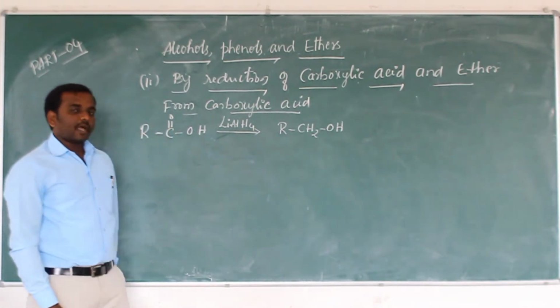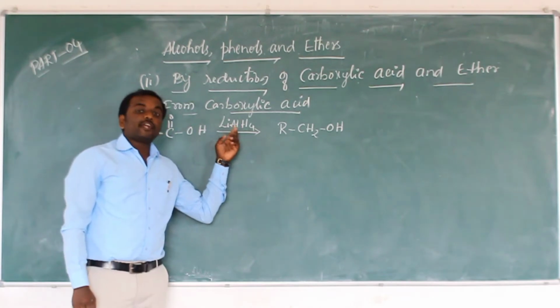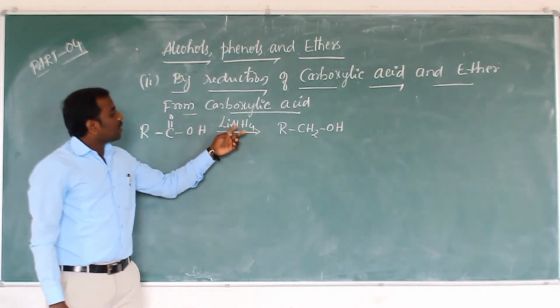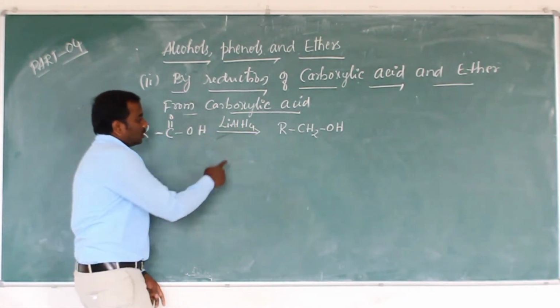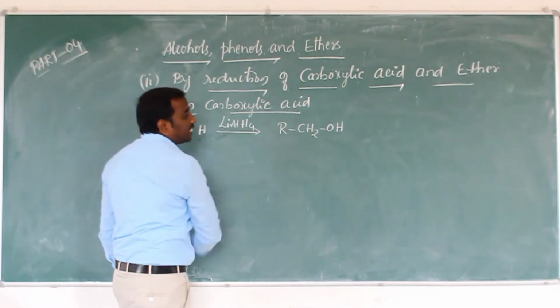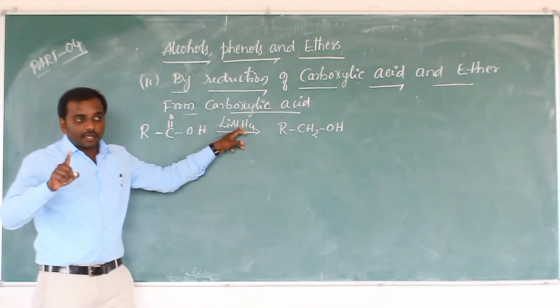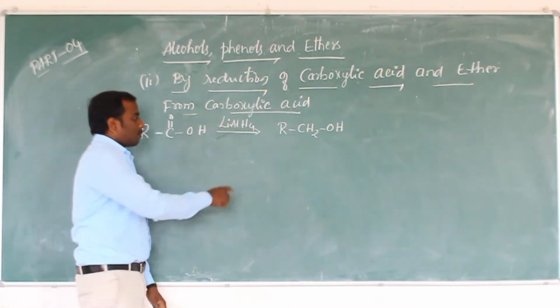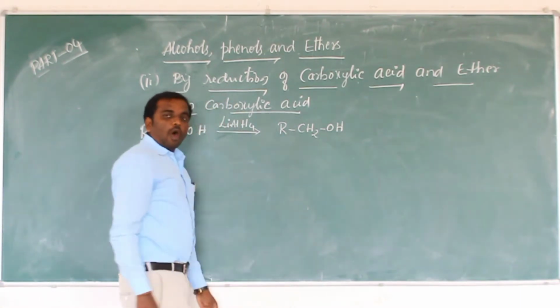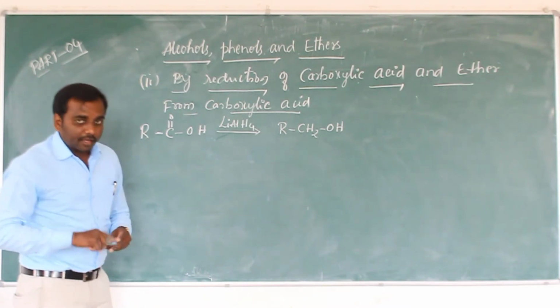We can reduce carboxylic acid by using lithium aluminium hydride. Here this lithium aluminium hydride acts as a good reducing agent to form primary alcohol. Is it clear?